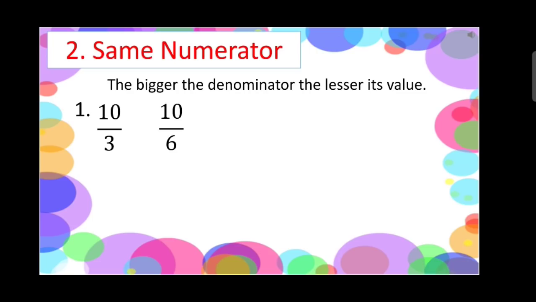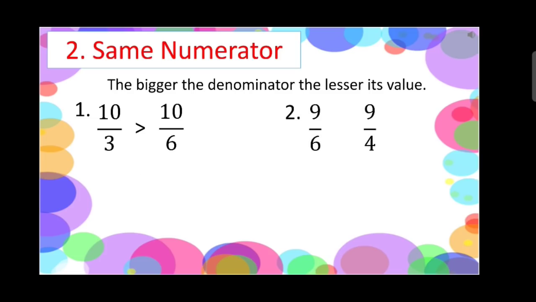So, nakita nyo, as you can see, mas pareha sila ng numerator, pero magkaiba sila ng denominator. Pero sabi niya, kung sino yung malaking denominator, mas maliit yung value. So, sa 3 and 6, sa palagay nyo, ano yung mas malaki dyan? Si 3 or 6? Okay, very good. Si 6, di ba? So, therefore, we conclude that 10 over 3 is greater than 10 over 6. So, meaning to say, mas mataas si 10 over 3 kaysa kay 10 over 6.